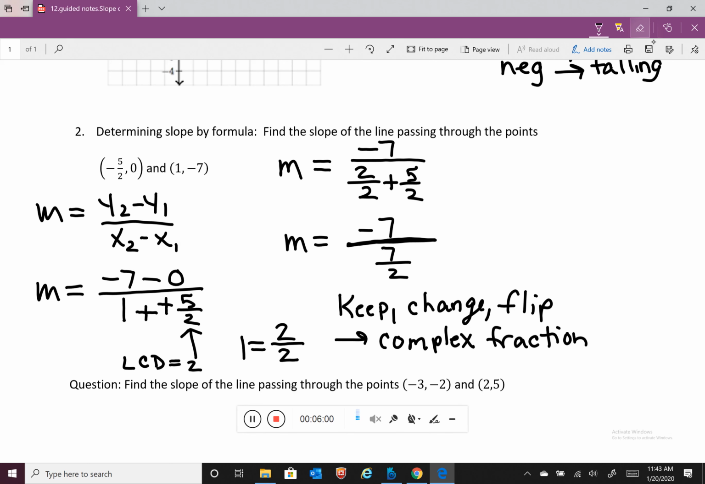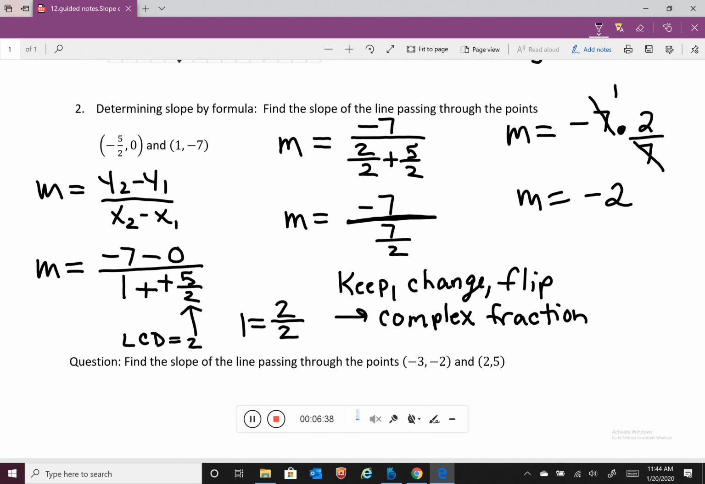And so what we're going to do to simplify this is we're going to keep the -7, but we're going to change the division to multiplication, and then we're going to flip the entire denominator, or reciprocate the denominator, so that becomes 2 over 7. And very nicely, our 7's cancel, because this 7 is essentially in the numerator and this 7 is in the denominator, and so that cancels as 1, and -1 times 2 gives us a slope of -2.